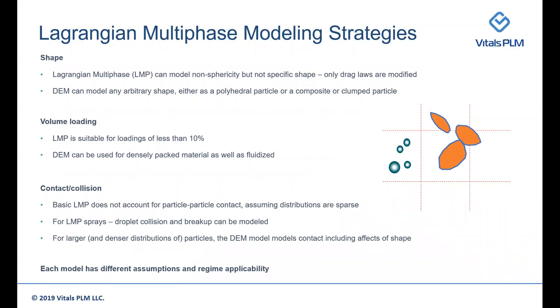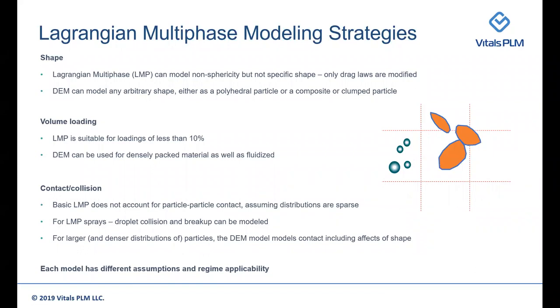And when it comes to the Lagrangian multiphase, the modeling strategies are based on the shape and the volume loading of the discrete phase. When it comes to shape, the Lagrangian multiphase model cannot model non-sphericity. What I mean here is that the Lagrangian multiphase cannot physically model any shape other than the sphere, but it can include the effects of non-sphericity by making some modification to the drag law.